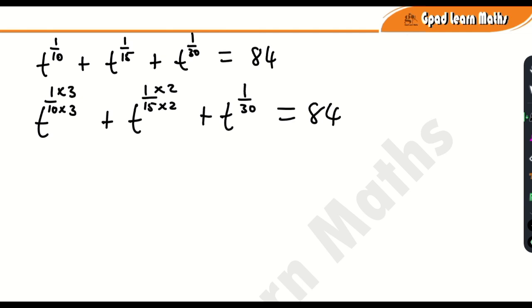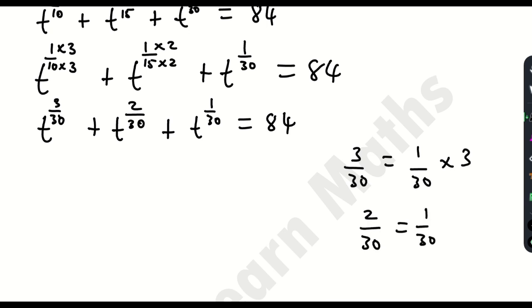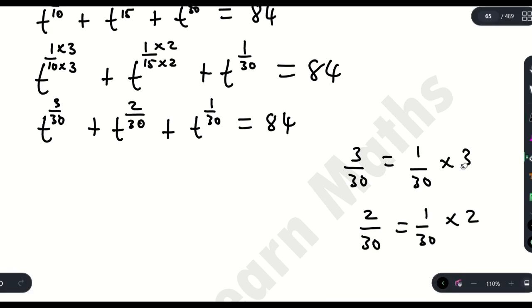Okay. Now, this is t raised to the power of what? 3 over 30, because 3 times 1 is 3. Then, what about the next one? 2 over 30. T raised to the power of 1 over 30, and this is equal to 84. So, like I explained before, I am going to separate 3 over 30. Now, watch this. 3 over 30 can be written as 1 over 30 times 3. The same thing with 2 over 30. I'm going to rewrite it as 1 over 30 times 2. Okay, I'll show you why I'm doing this in a minute.